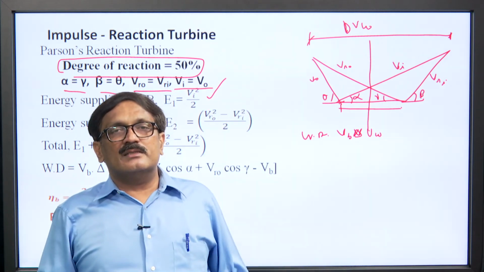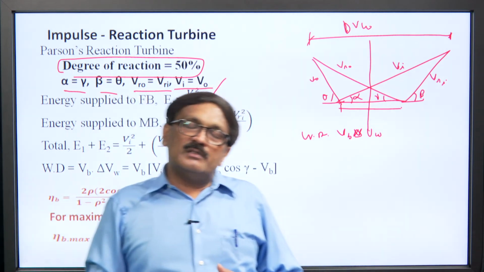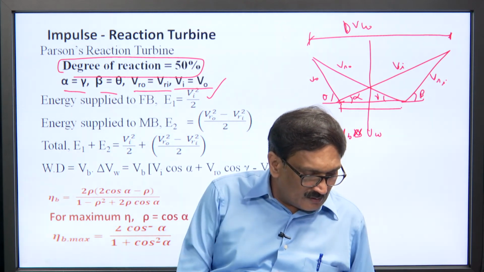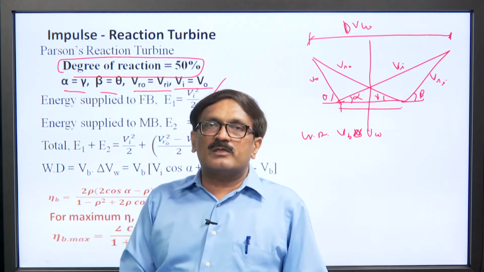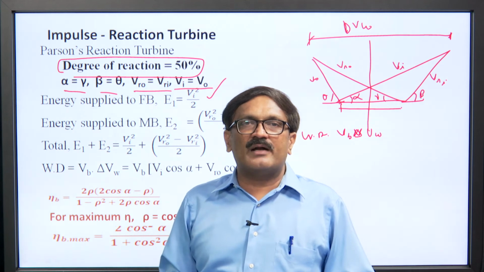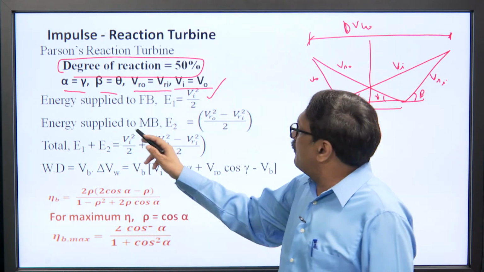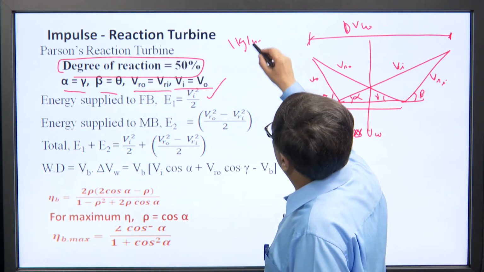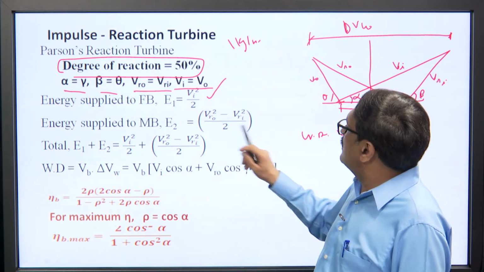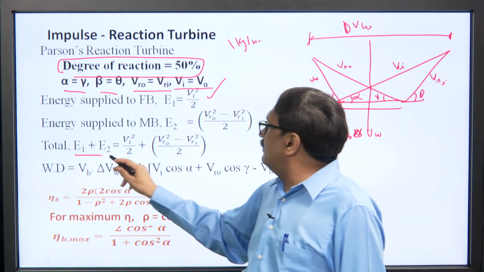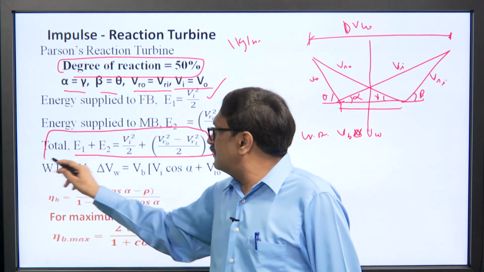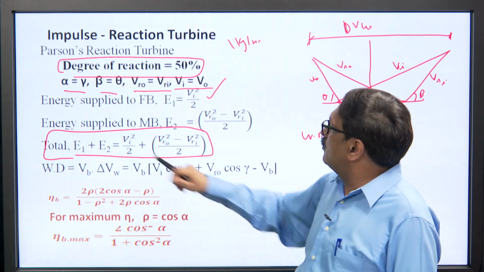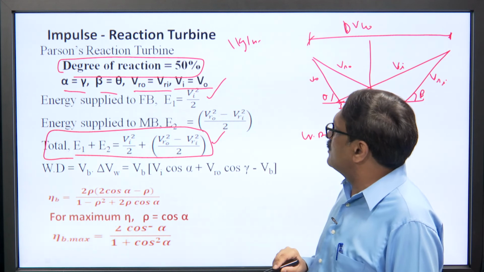What is happening in the moving blade? The energy supplied to the moving blade is the increase in relative kinetic energy, which increases from Vri to Vro. So, the kinetic energy supplied to the moving blade, per unit mass or 1 kg per second of flow, will be (Vro square minus Vri square) by 2. So, total energy supplied will be E1 plus E2, energy supplied in the fixed blade plus energy supplied in the moving blade, and it is going to be Vi square by 2 plus (Vro square minus Vri square) by 2.